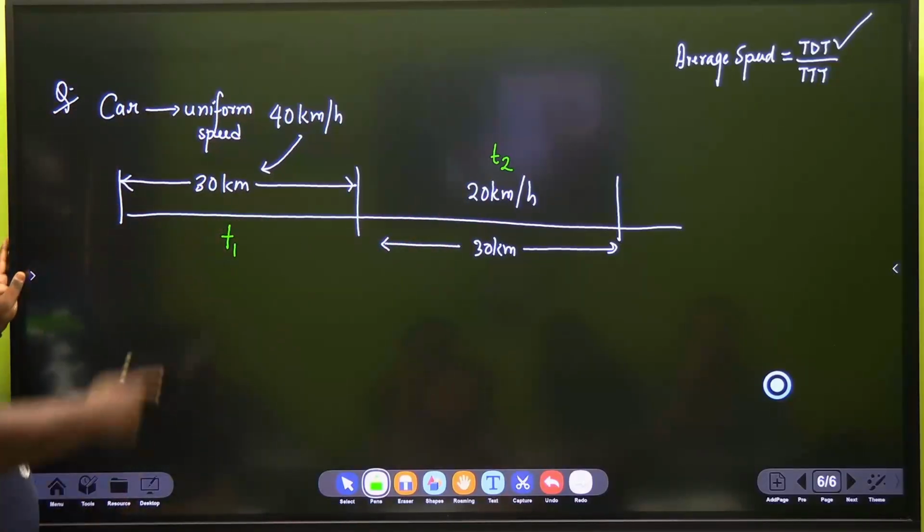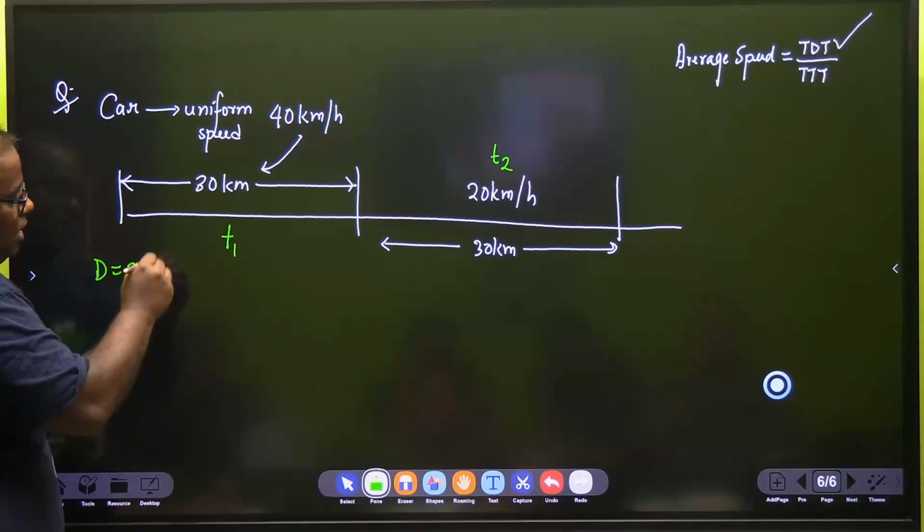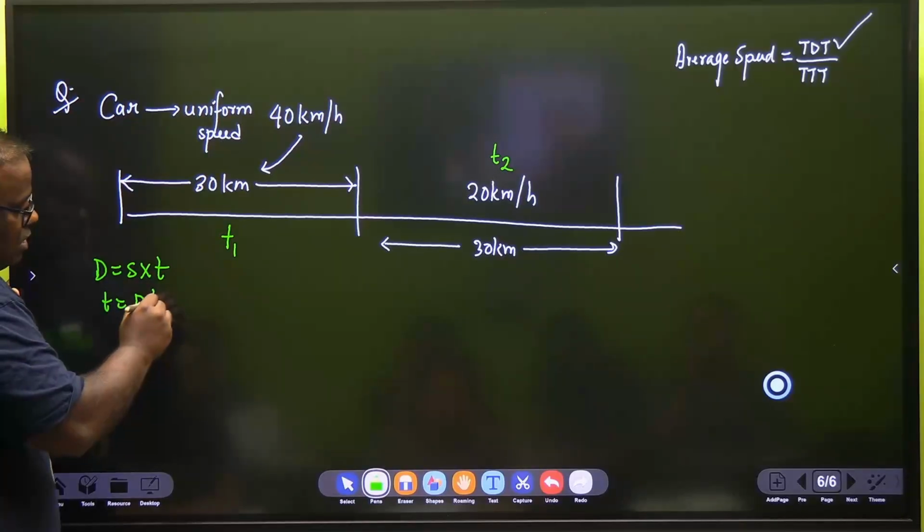Let's first calculate t1. How will you calculate t1? Remember your grade 6 formula. Distance is always speed into time. That means time should be equal to distance upon speed.